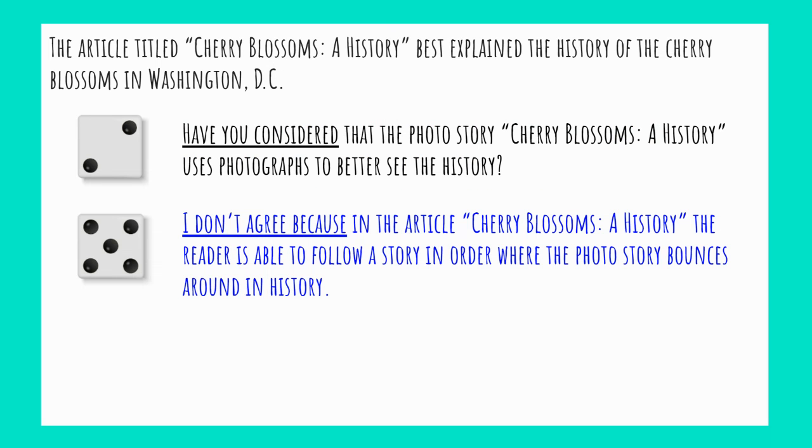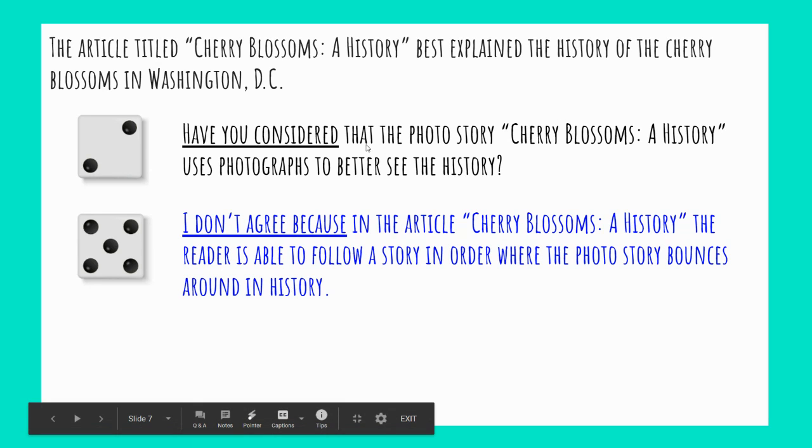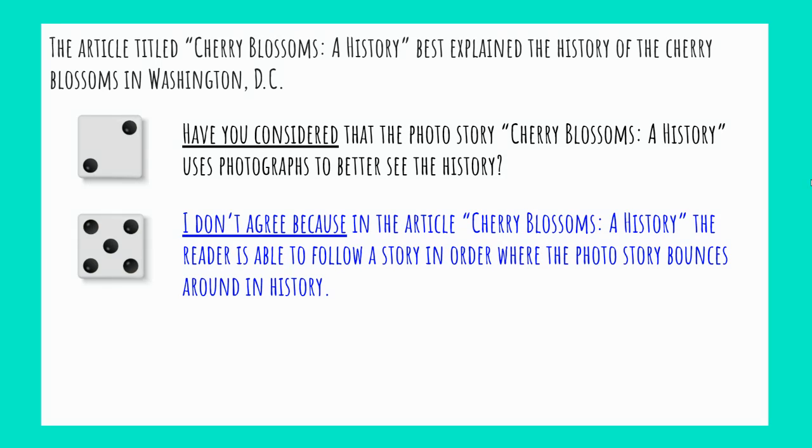So they roll the die, and they roll a 5. And the 5 is, I don't agree because. Now, remember that they are thinking in terms of the previous statement. So this person is now talking to the previous statement. So they could say something like, I don't agree because in the article Cherry Blossoms, A History, the reader is able to follow a story in order where the photo story bounces around in history. So now they're giving reasoning why they don't necessarily agree that the photo story claim made here is correct.